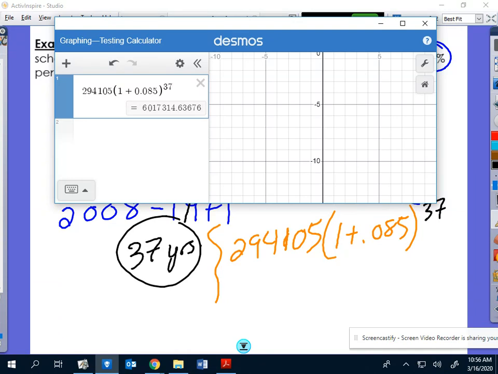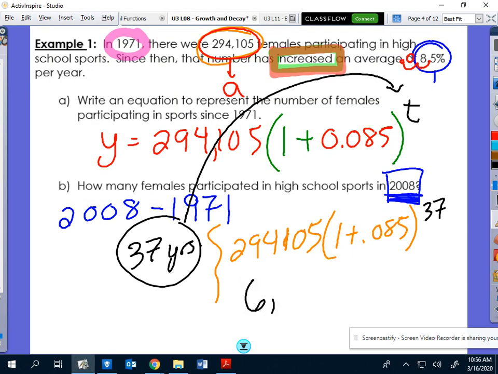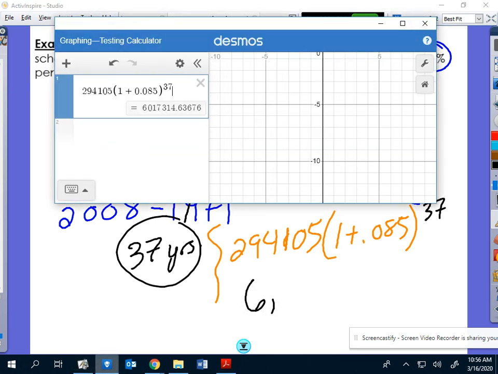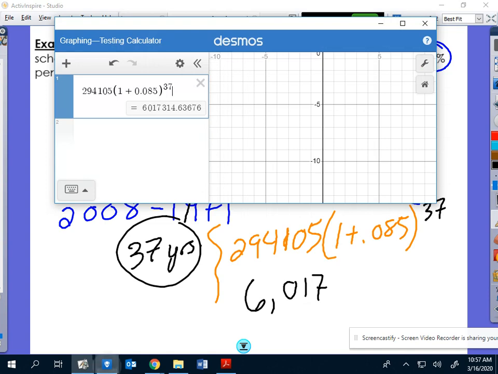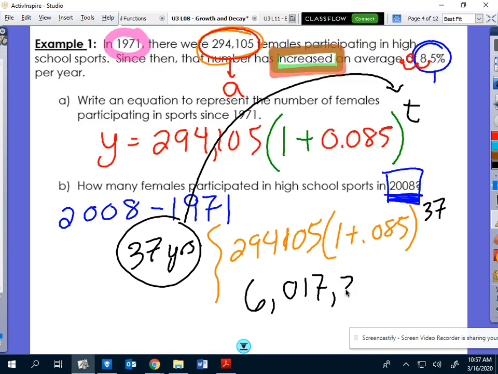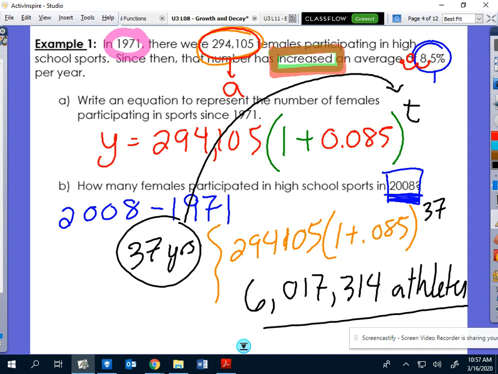And so we can see our answers automatically popping up. 6,017,314. So 6 million, you're going to have to look at both screens at the same time there. 17,000, 17, here we go, and 314 athletes. I think that was female athletes, actually. So there we go. There's our first example of creating the model and then using the model to make a prediction. So we're going to do a few more practice problems before we transition to exponential decay. Let's make it happen.